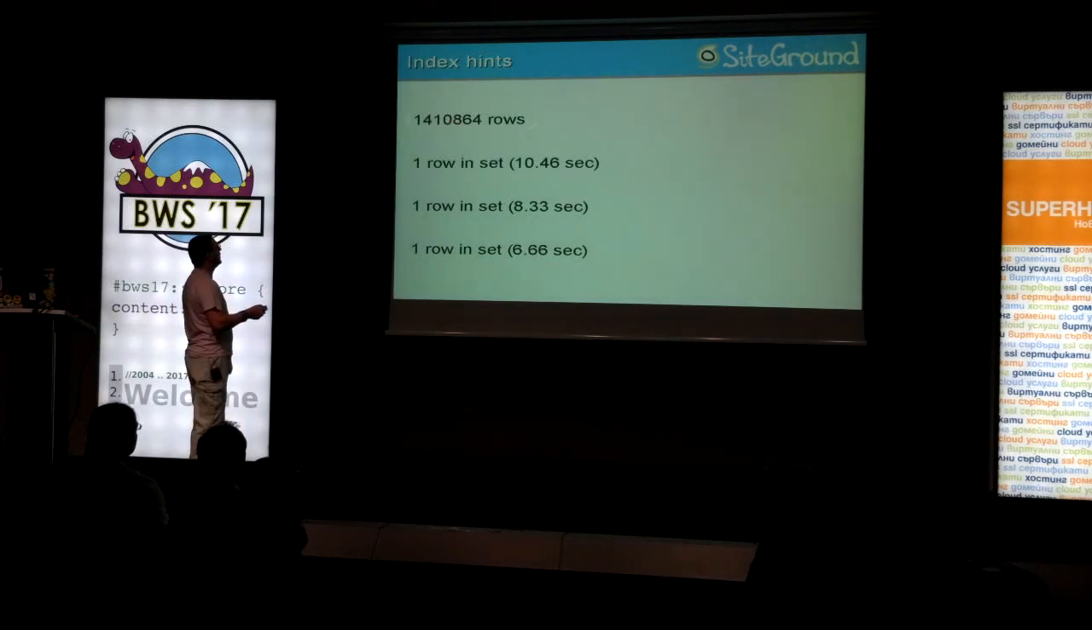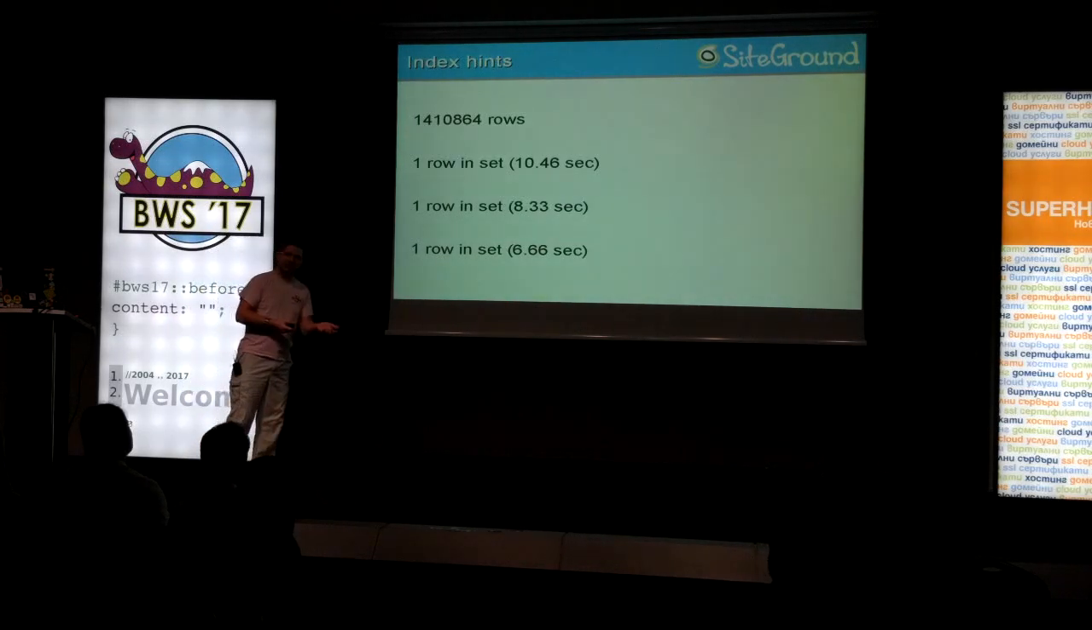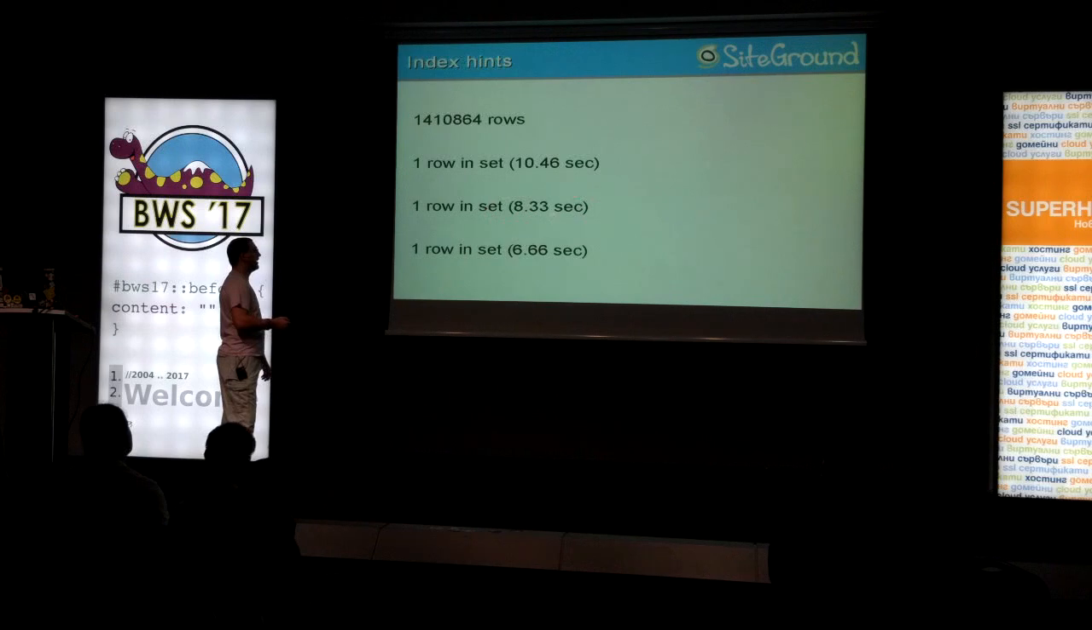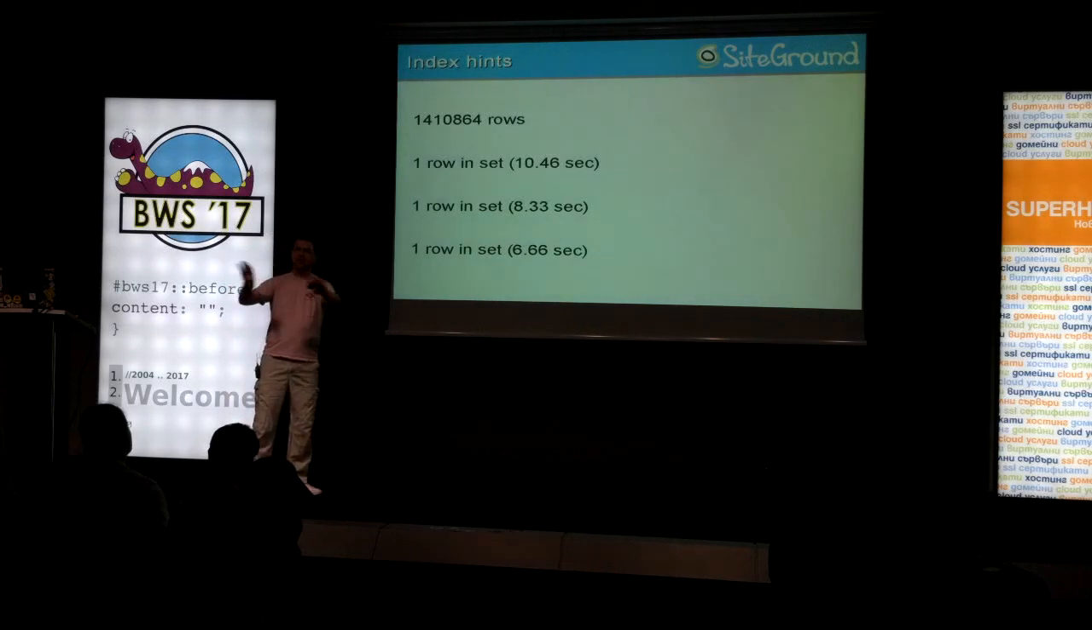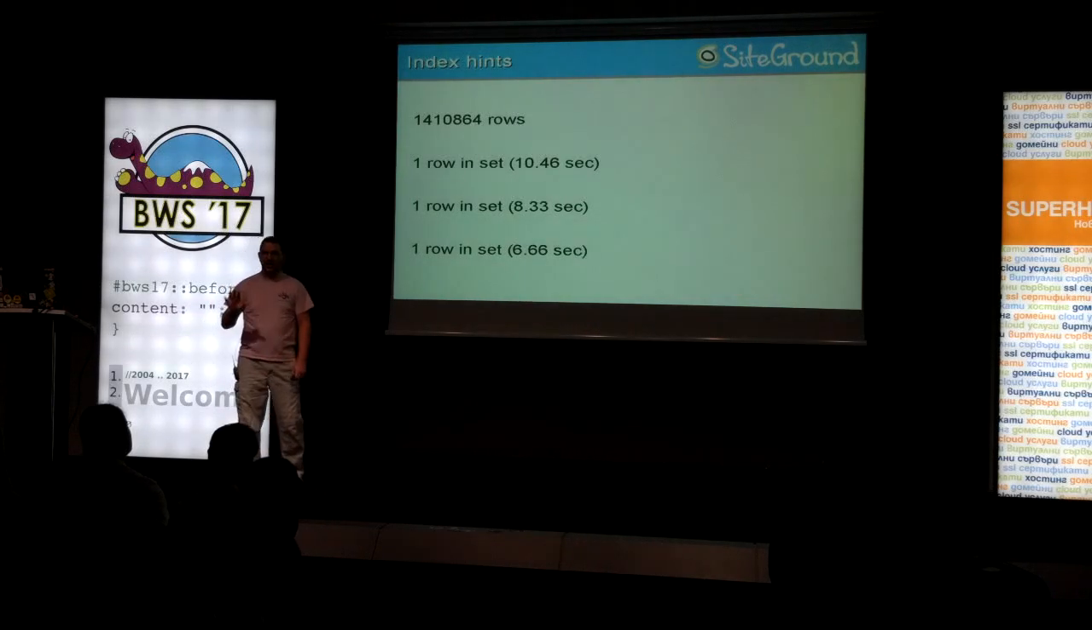So we have this table that has so many rows. A normal query on this table takes 10 seconds. Now, without rewriting the query at all, simply adding a hint to MySQL about which index it should use, we decrease the time for this query first to 8 seconds, then to 6 seconds. And this is without actually rewriting the whole query, simply adding some hints to MySQL.